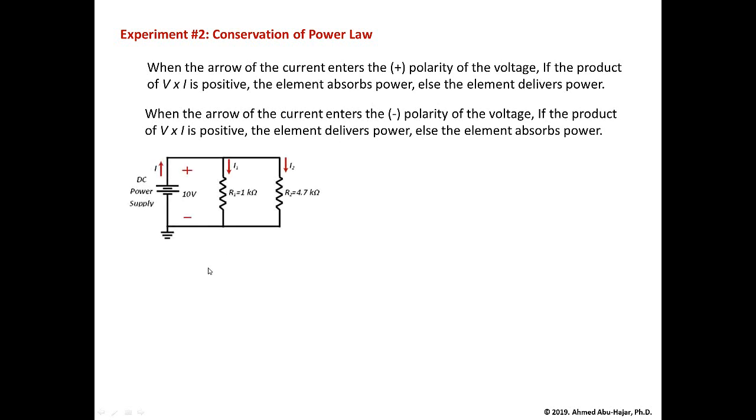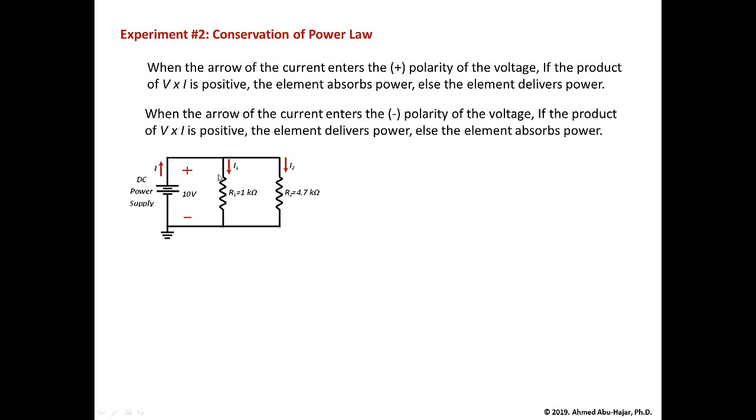So if we look into this circuit, that's in the second experiment, we're going to have a voltage source, one resistor here, another resistor here. You can see that this current here leaves the plus polarity. That means it enters the negative polarity because the current will go through the element. So if the current enters the plus polarity, you multiply this voltage times this current. If the value is positive, this is basically supplying or delivering power.